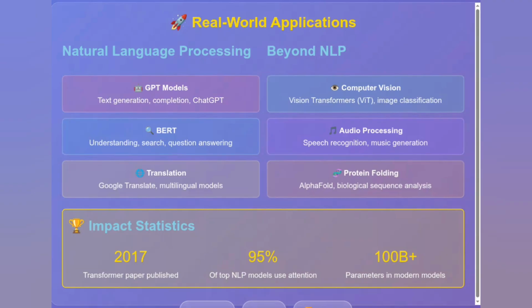The Transformer paper was published in 2017, and by now about 95% of top-performing NLP models use attention. We've gone from models with millions of parameters to hundreds of billions. The attention mechanism fundamentally changed how we think about sequence modeling. Instead of trying to compress information into fixed-size representations, we let models dynamically focus on relevant information. This has enabled the current AI revolution, from ChatGPT to GitHub Copilot to DALL-E. Attention is the secret sauce that makes it all work.